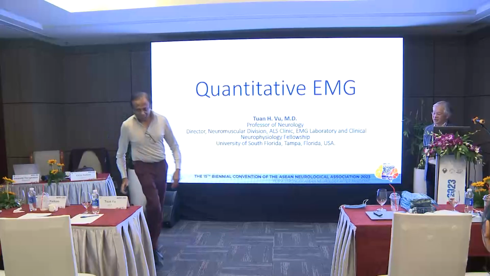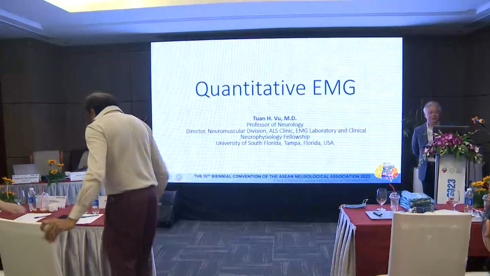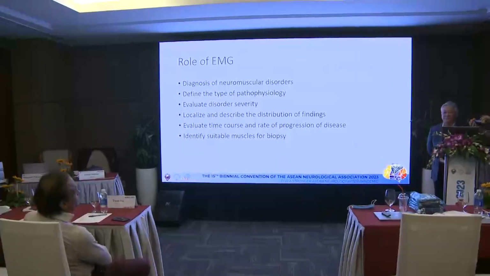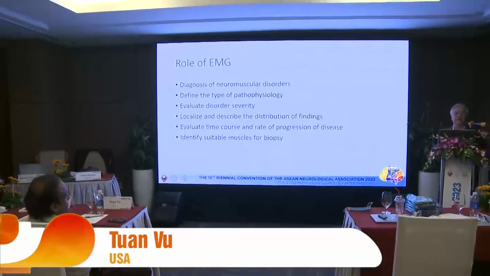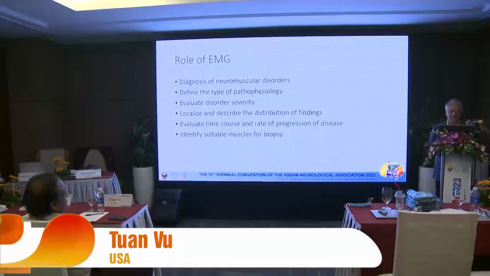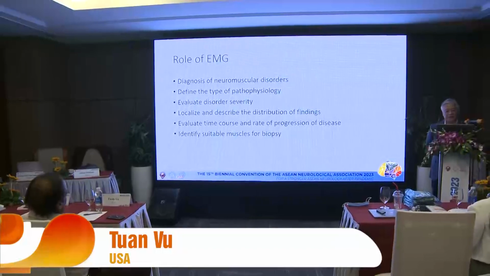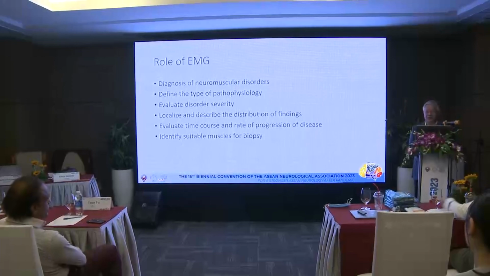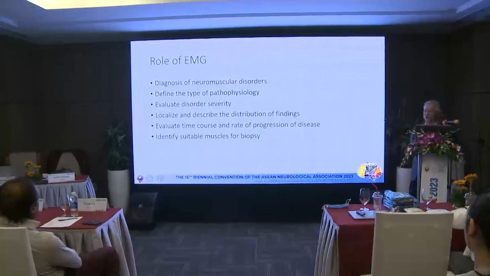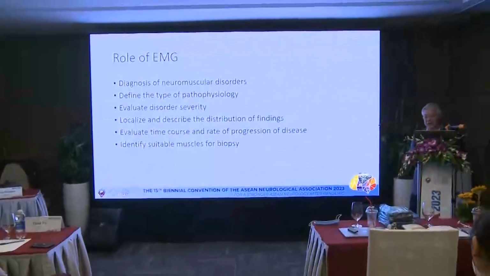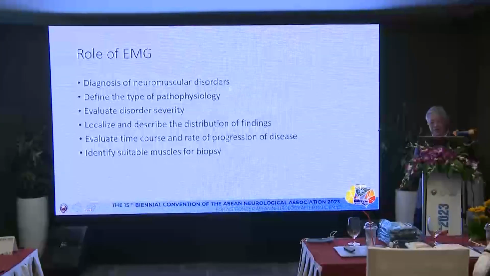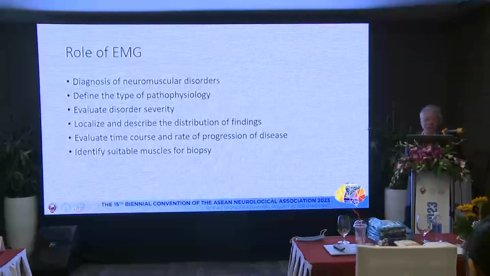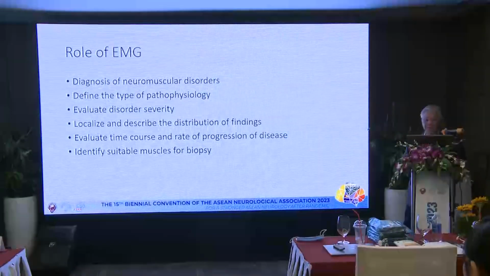We appreciate this opportunity. And so I want to talk to you about quantitative EMG. So we all know that when we do EMG, we look for certain pieces of information that can help us diagnose the patient. And so EMG can tell us whether it's axonal or demyelinating. It can tell you how severe the problem is, whether it's active, chronic, or active and chronic. And it can tell you also whether a certain muscle will be suitable for biopsy.